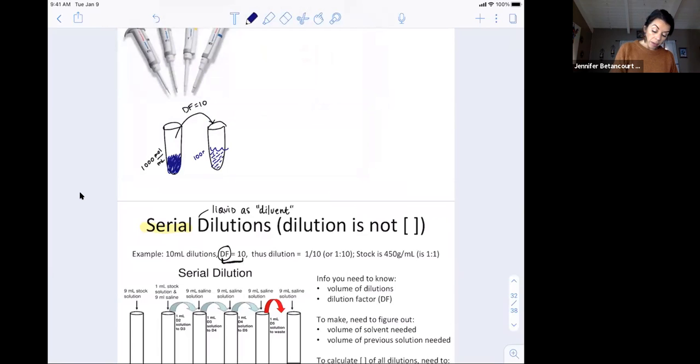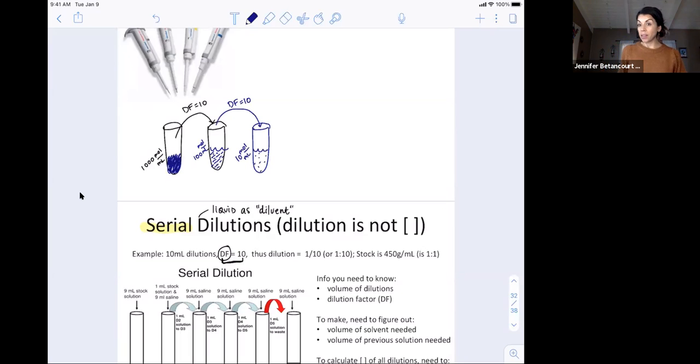If you did your pipetting right, molecules divided by mils. If you did the dilution again, remember it's serial, so you're not going to change the DF. You're going to do the same exact thing again. You have a DF of 10 again, and it's the same volume again. Now you would have approximately 10 molecules per mil.